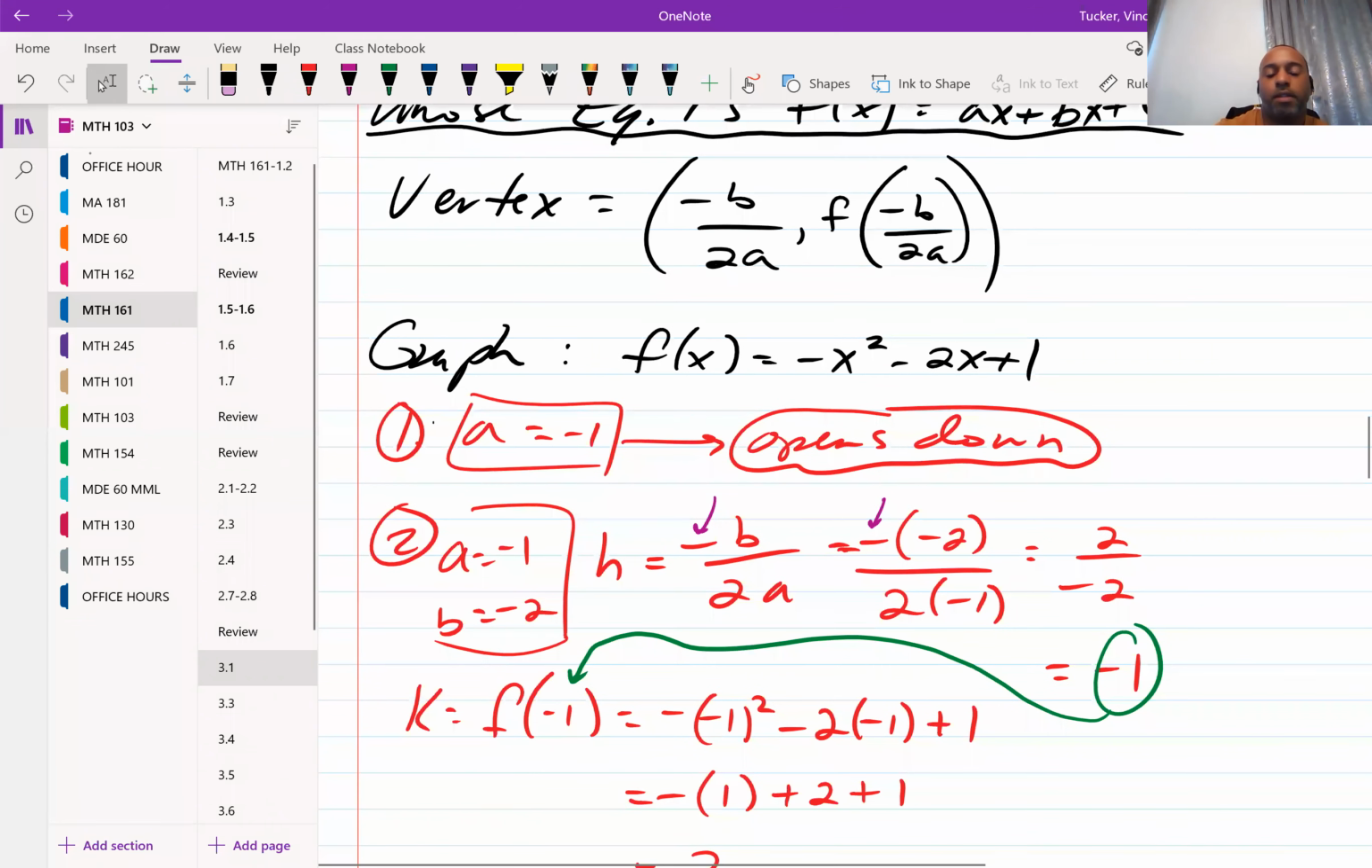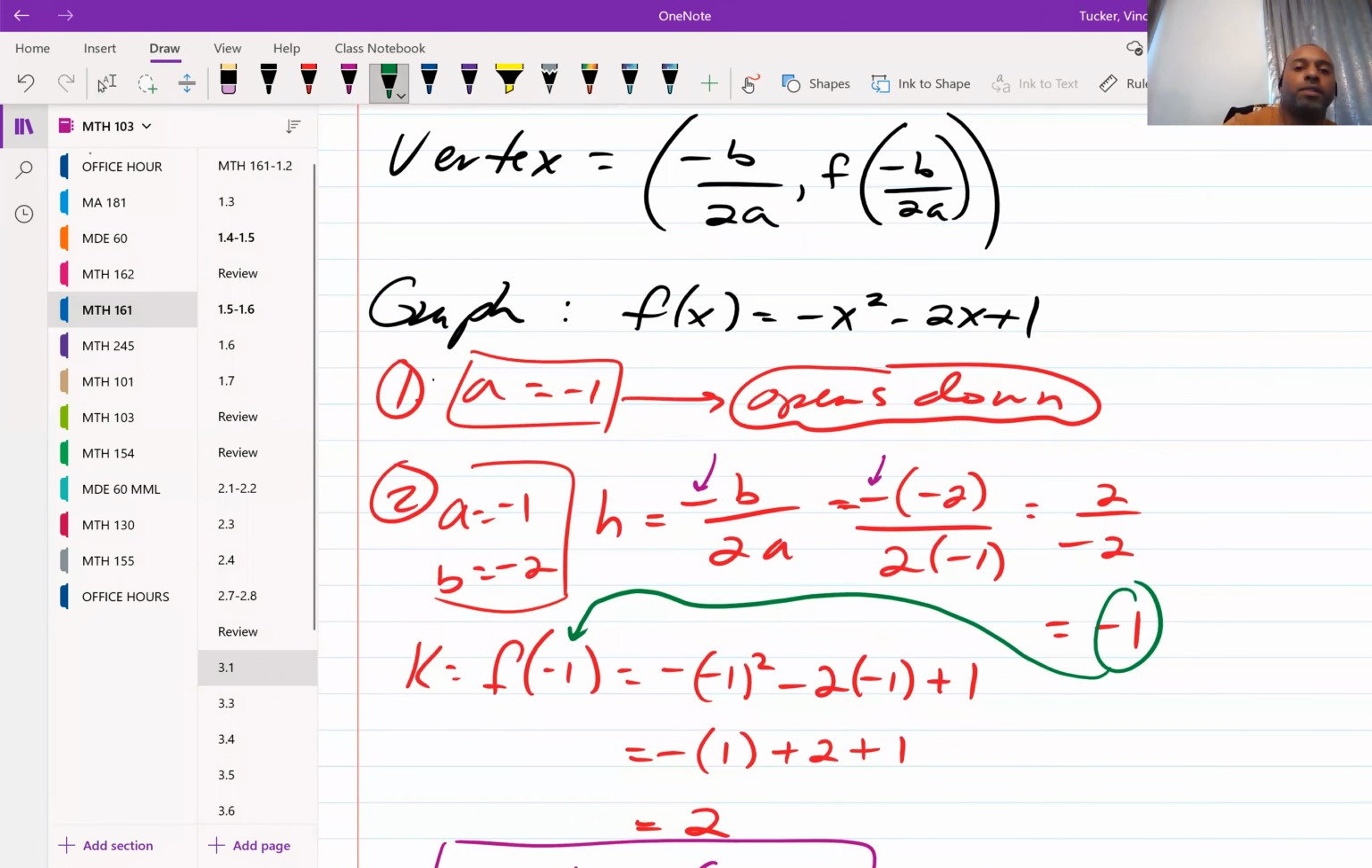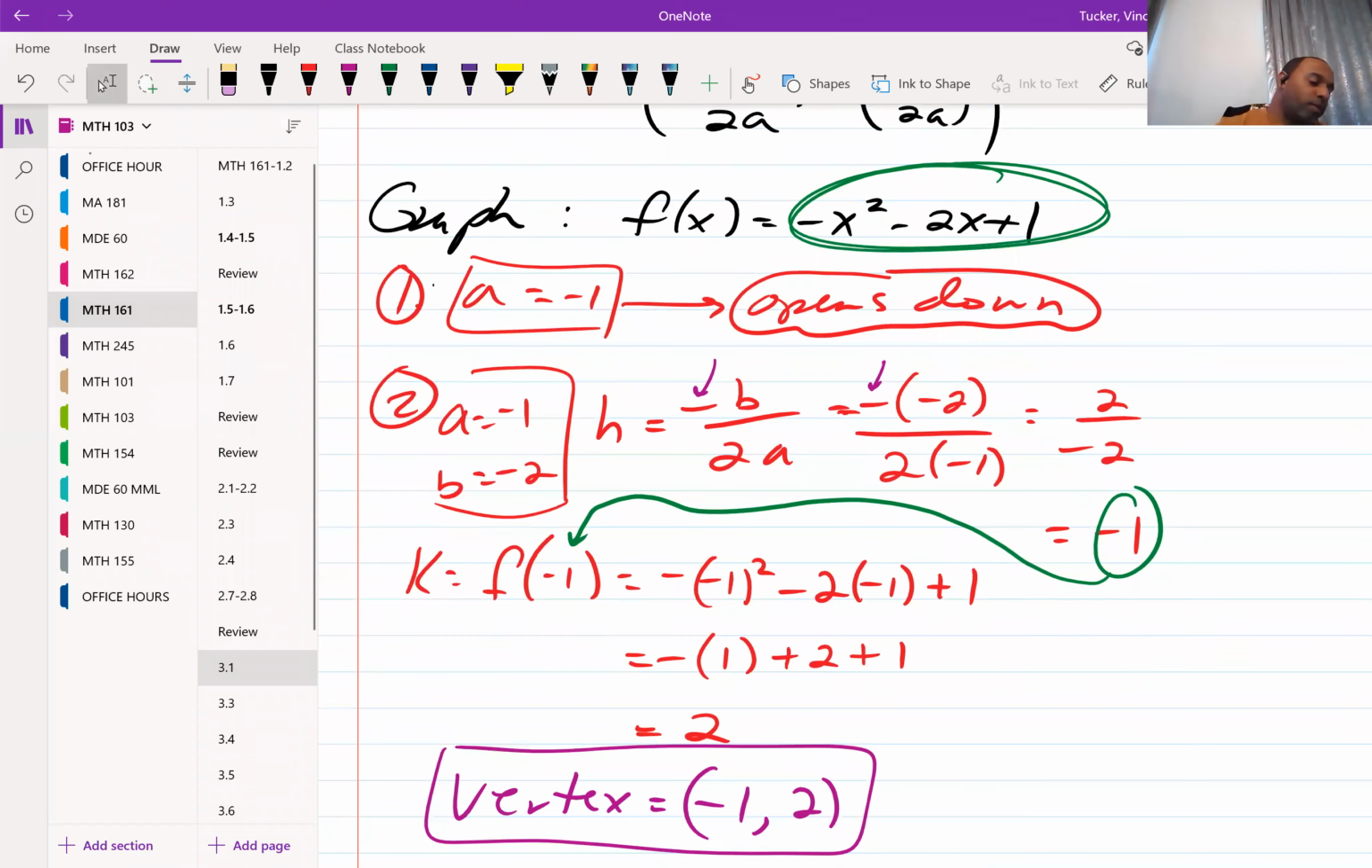Then to find k, plug it into your function. This is our function right here. Plug -1 into the function. So that's (-1) squared minus 2 times -1 plus 1. -1 squared is 1. So that's 1 plus 2 plus 1, and that'll give us 2. So our vertex is (-1, 2). So when it's not in that general form, you have to do a little bit of work to find the vertex, but you know, nothing you guys can't handle, right?